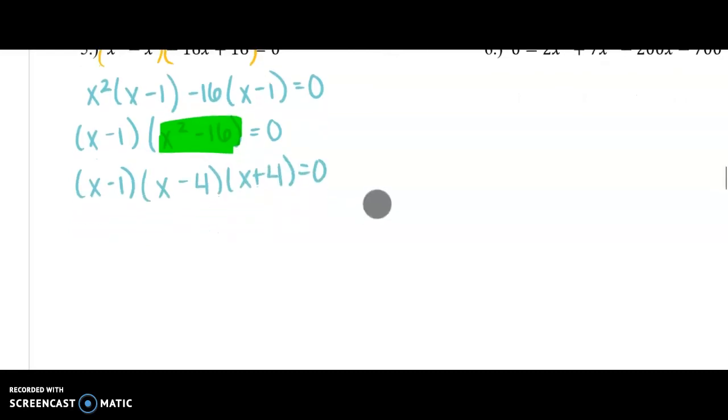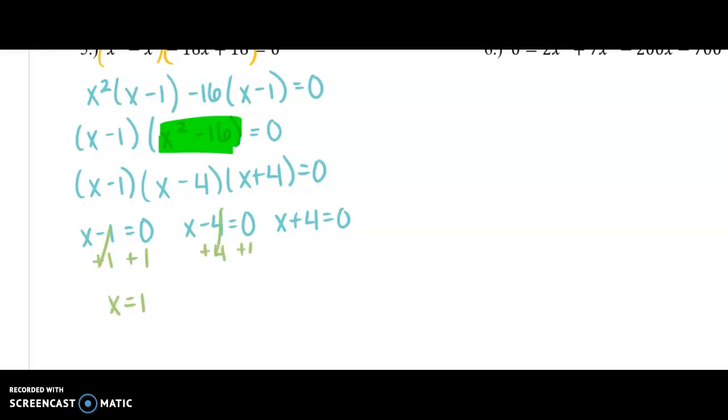So now I can set all three of those equal to 0. X minus 1 is equal to 0, x minus 4 is equal to 0, and x plus 4 is equal to 0. Then I can solve for x. Add 1, x is equal to 1. Add 4 to both sides, x is equal to 4. Subtract 4 from both sides, x is equal to -4. So my answers for this one would be 1, 4, or -4.